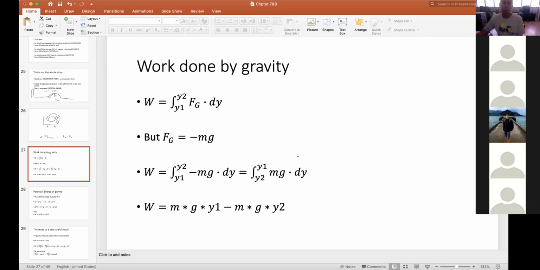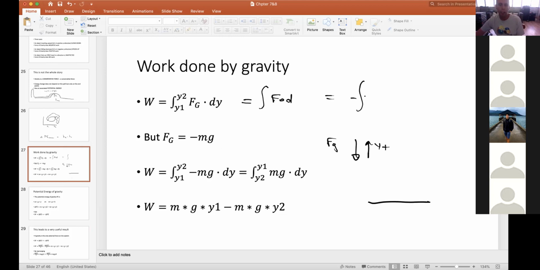Let's talk about the work done by gravity, assuming that gravity points down and y is positive upward. If that's the case, the work done is F dot D and we're integrating it, which means that we're doing it in the y direction. So we get negative mg dy. That's what it's showing here, from y1 to y2.